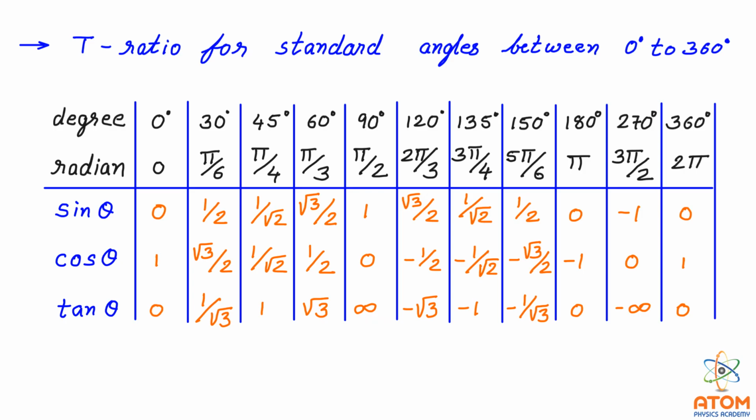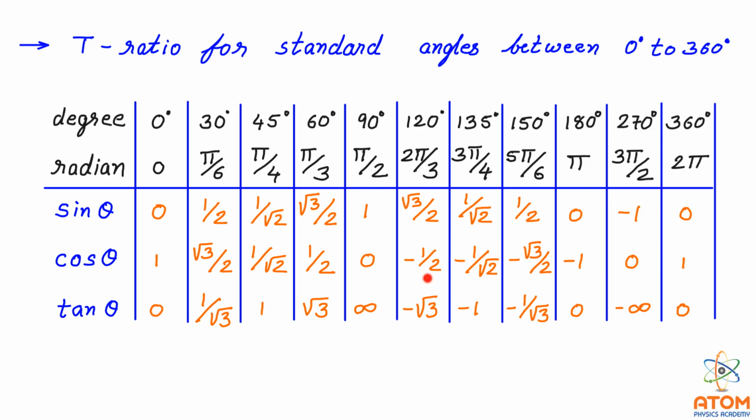Then for sin 120, this is root 3 by 2. Sine 135 is 1 by root 2. Sine 150 is 1 by 2. Sine 180 is 0. Sine 270 is minus 1 and sine 360 is 0.